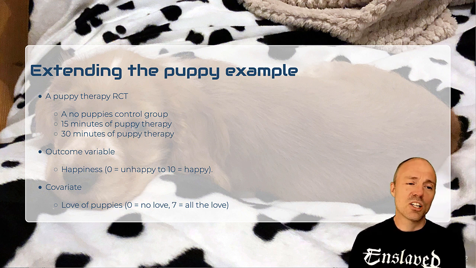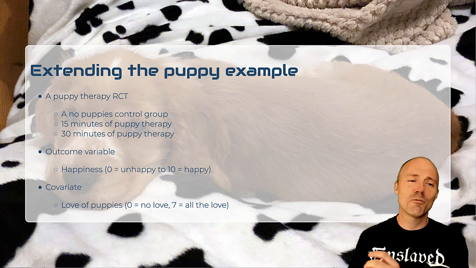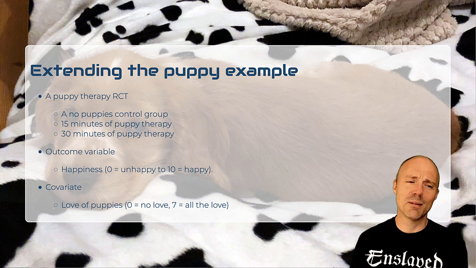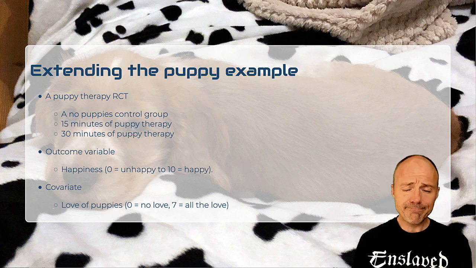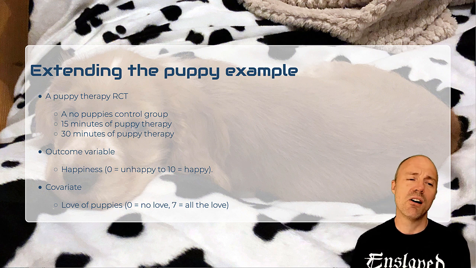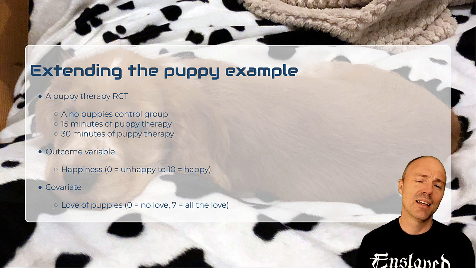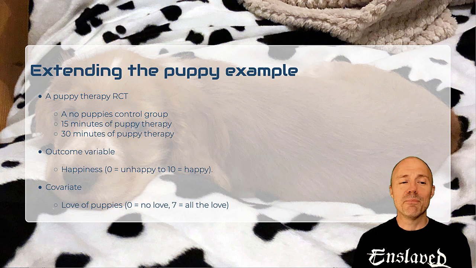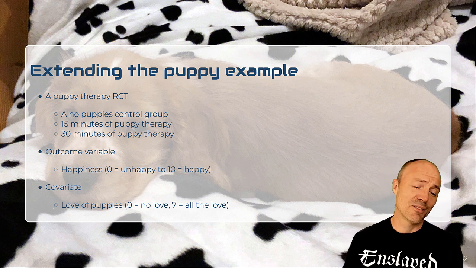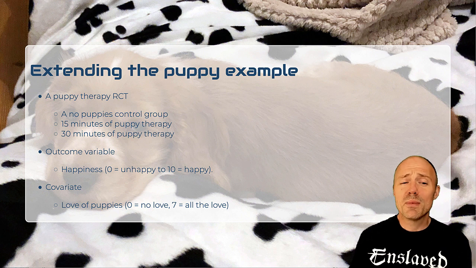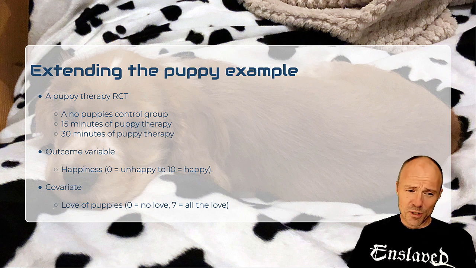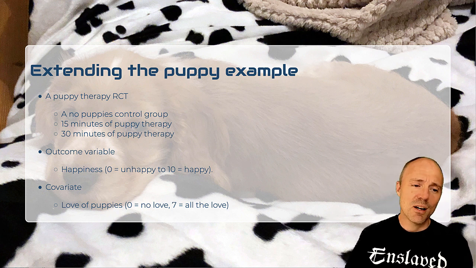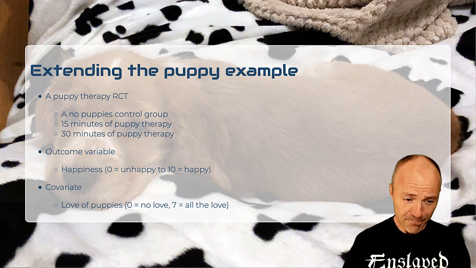So we had a control group where people were not exposed to puppy therapy. And then we had two doses of puppy therapy, 15 minutes of puppy therapy versus 30 minutes of puppy therapy. So we've got a three group RCT. So people would be randomized to one of those three arms of the trial. So no puppies, they're the sad people. Or sad because they've got no puppies, not sad in a judgmental sense. Those who got 15 minutes were randomly allocated to 15 minutes of puppy therapy, and those randomly allocated to 30 minutes.